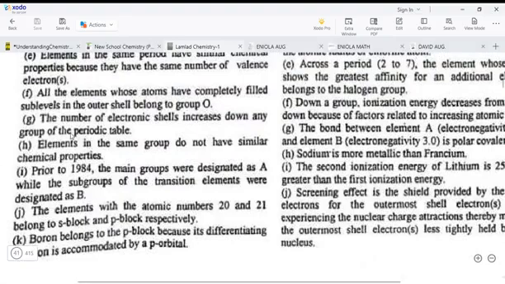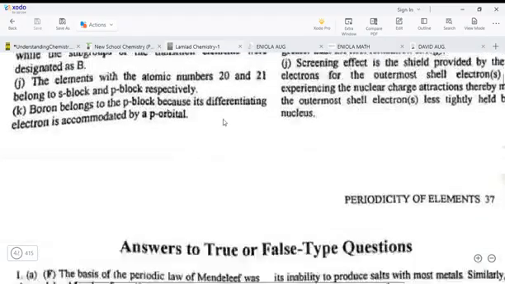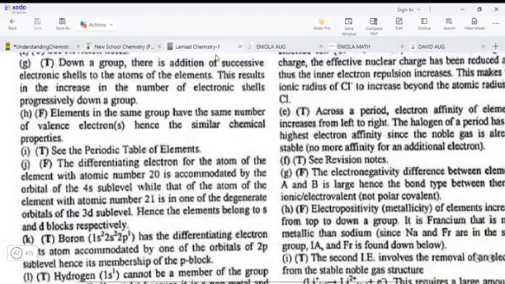Then alphabet G, the number of electronic shells increases down any group of the periodic table. Yes, so the shells are increasing as you are going down. So that's for G. Sorry, okay, this is the G. As you are going down the group, there is addition of successive shells. The shells will be increasing, and this results in the increase in the number of electronic shells progressively down a group.